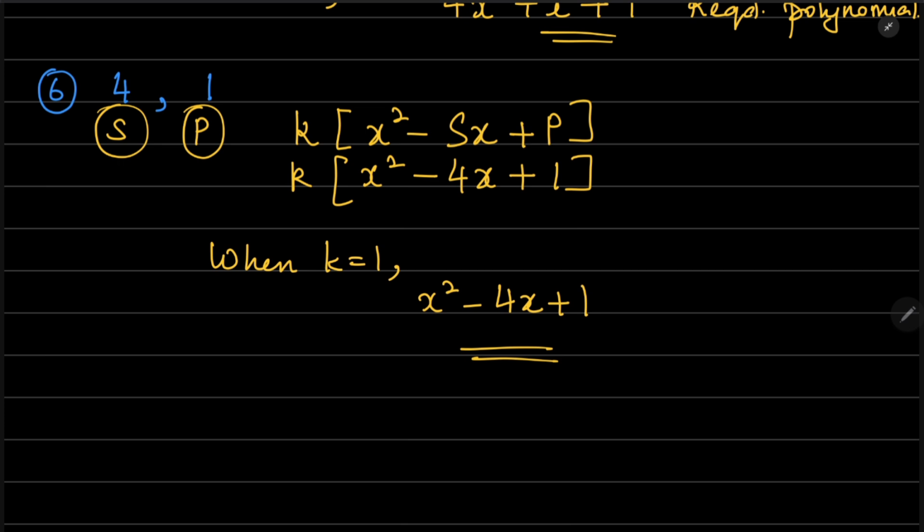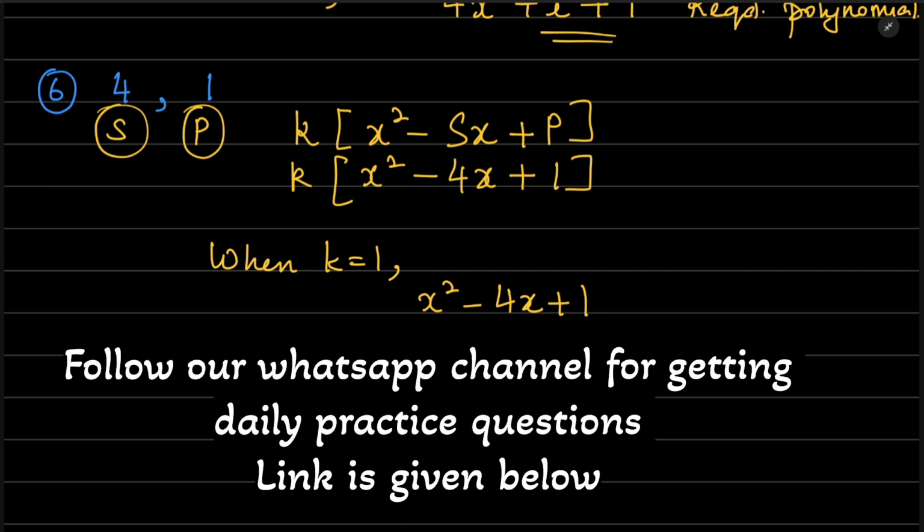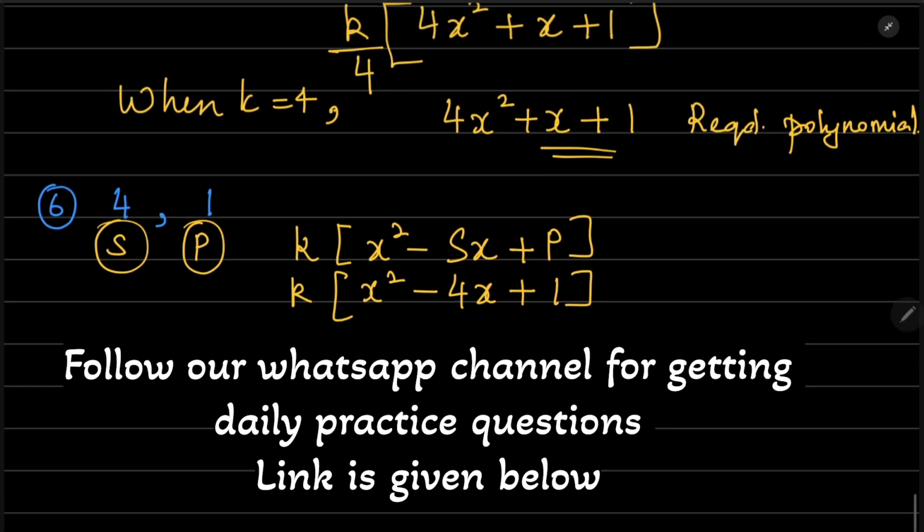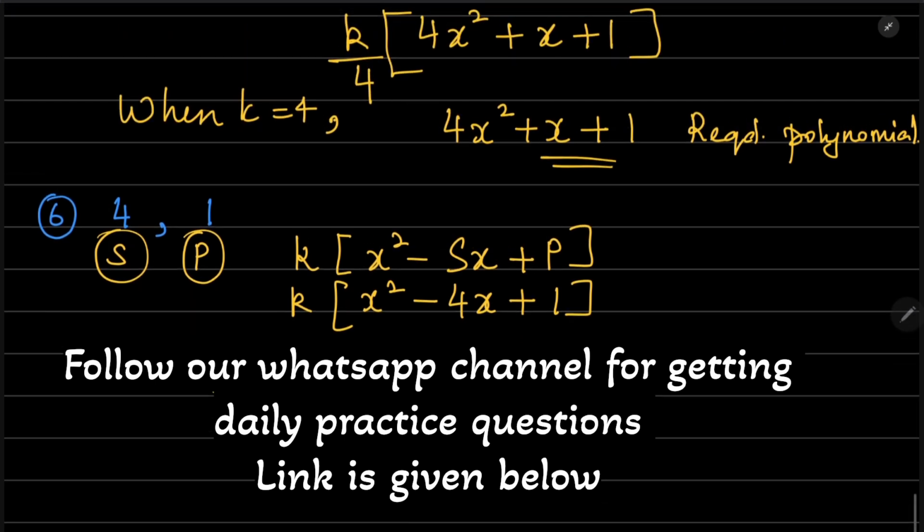So if you know the sum of the zeros and the product of the zeros, you will be able to find the quadratic polynomial using this formula. Very, very easy. So in any form, even in case study questions, if you know the sum and product, you will be able to find a quadratic polynomial whose sum and product of the zeros are given. So please remember this.